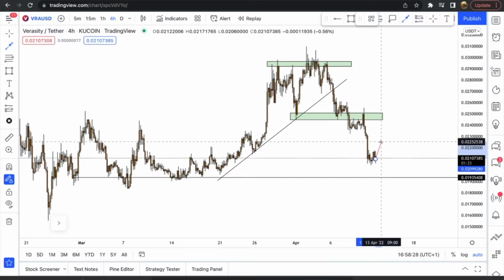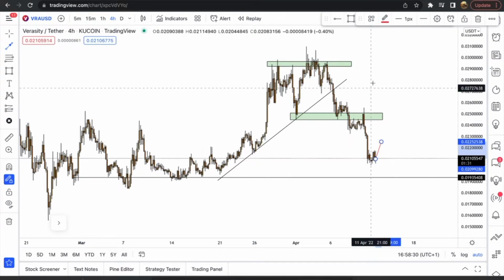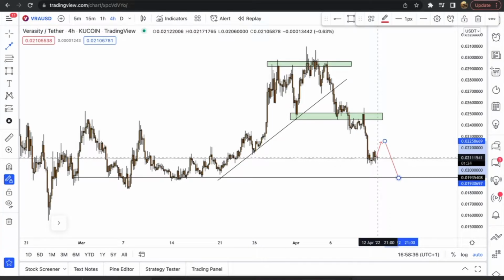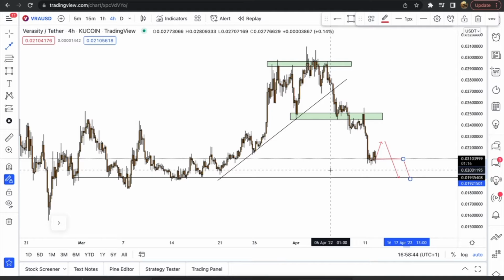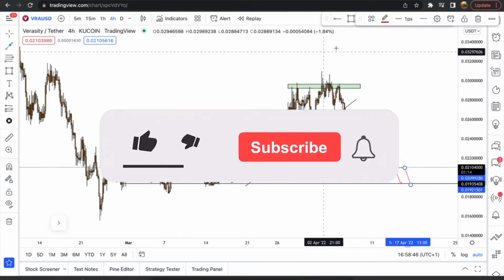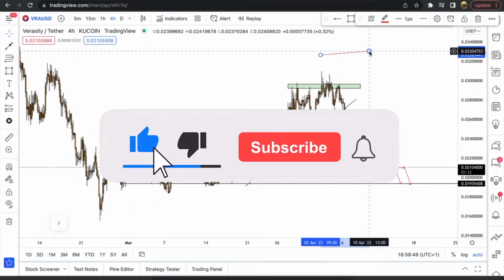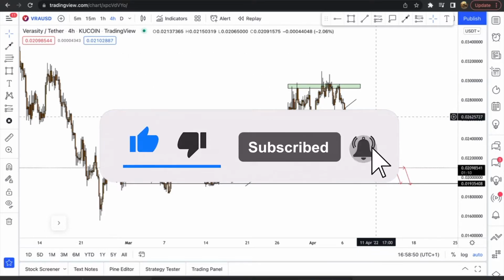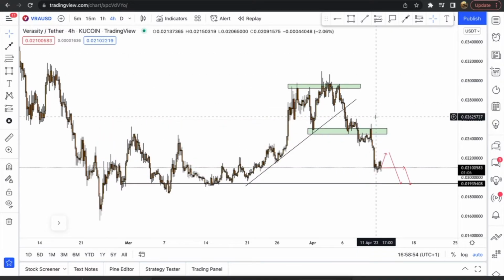And to be honest, it doesn't really matter, because I do think ultimately we are going to get that continuation back down into this area of support. Alternatively, we could consolidate within this area a little bit, and then we could just break down and push into this area of support there. So I'm just going to watch to see what price does and how VRA moves over the next couple of days or whatever.